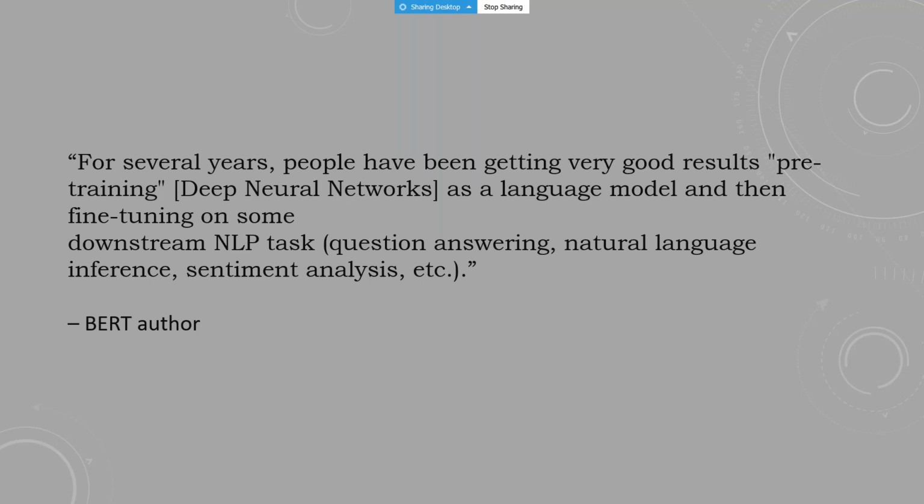So what the BERT authors say is, for several years, people have been getting very good results pre-training deep neural networks as a language model, and then fine-tuning on downstream NLP tasks such as question answering, natural language inference, and sentiment analysis. These three are very useful tasks in NLP, and we actually rely on pre-trained data. That's the reason the BERT authors thought about a model which will already have pre-trained weights, and you just plug into that and train on your own data set. That will give you the results. That was the primary goal.